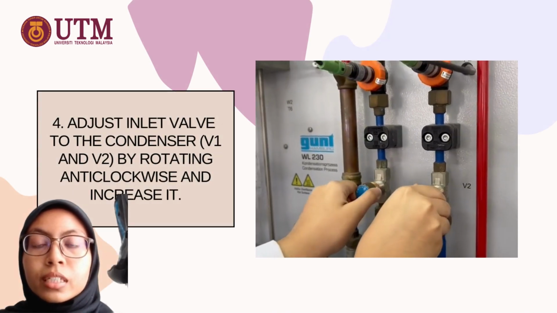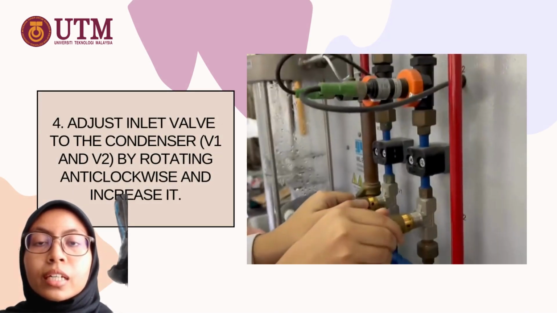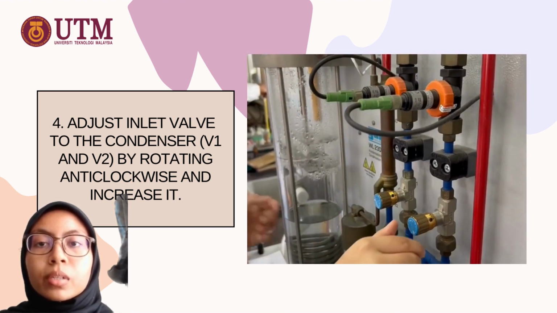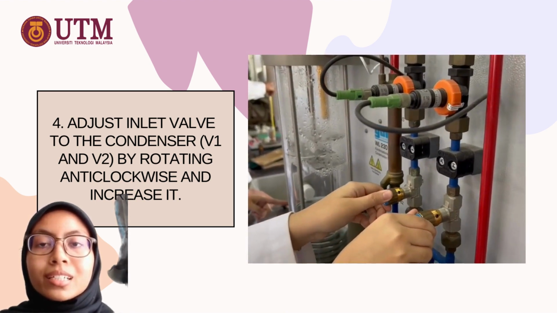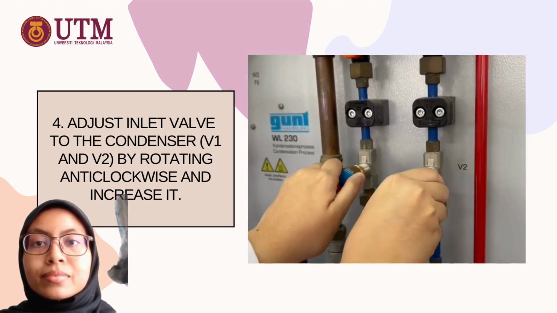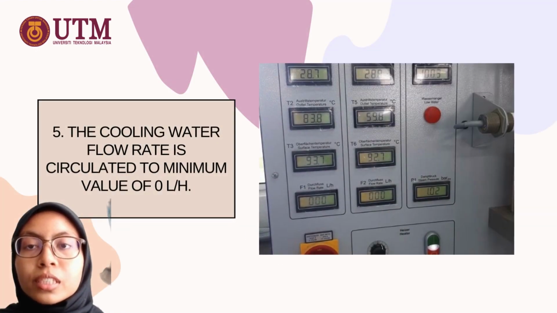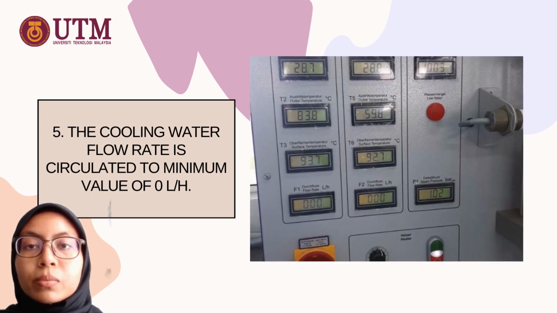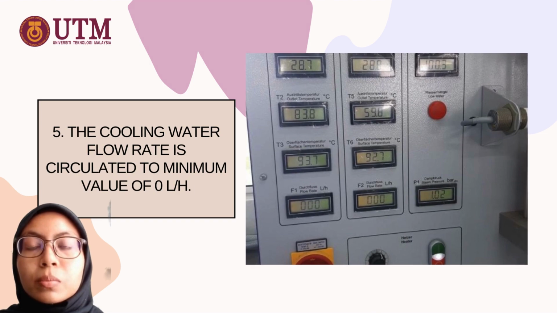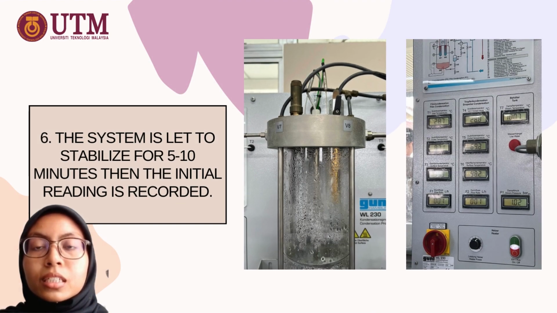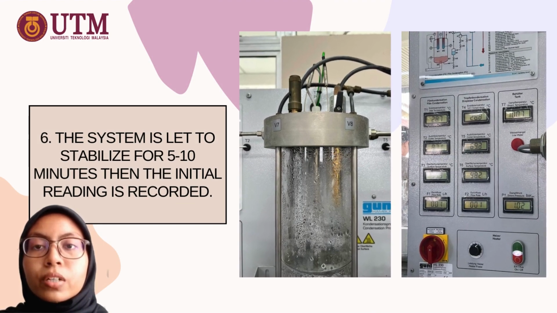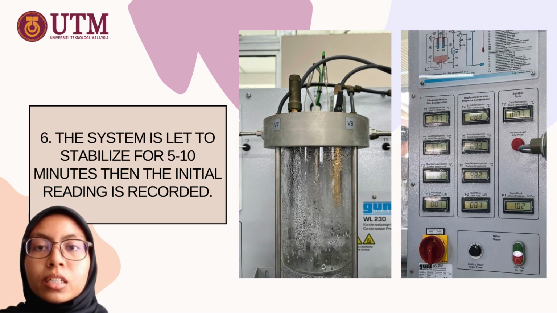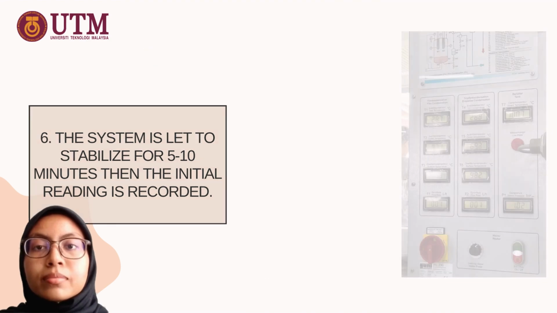Fourth, adjust the inlet valve to the condenser, which is V1 and V2, by rotating them anti-clockwise and also increase it. For step 5, the cooling water flow rate is circulated to minimum value of 0 liter per hour. For step 6, the system is let to stabilize for 5 to 10 minutes in order for the condensation process to take place, and then the initial reading will be recorded.